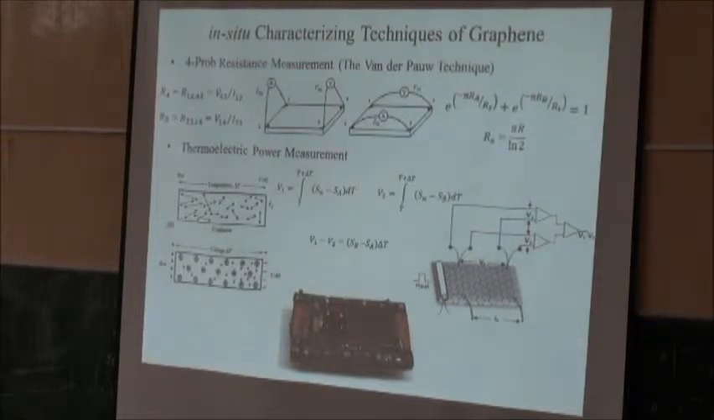So this is how the sample is. We have the two thermocouples. Because we need 4 wires to measure the resistance, right? So I'll explain the thermal power later, probably here.